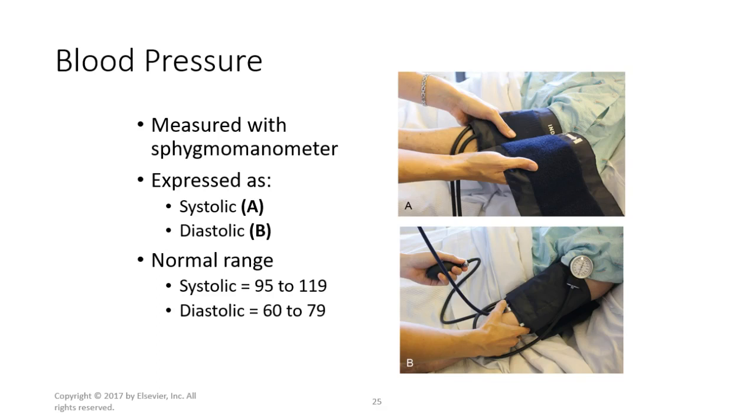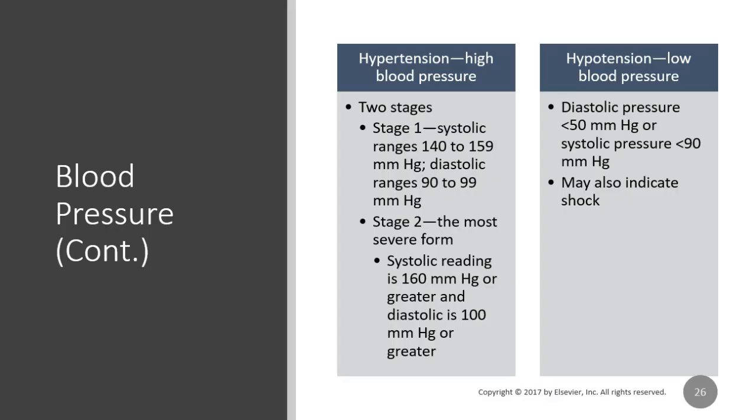So blood pressure is measured with the sphygmomanometer. Say that one fast 10 times. Okay, it's expressed as your systolic over diastolic, and your systolic range is 95 to 119. Your diastolic is 60 to 79. That is your normal range.